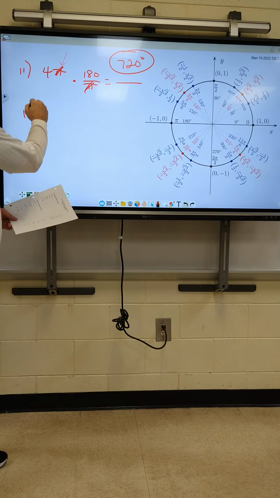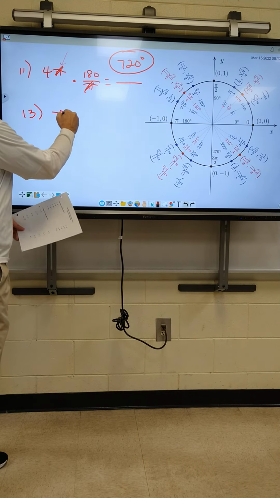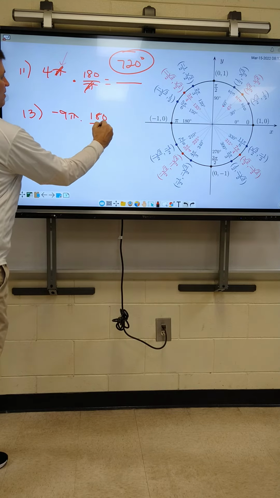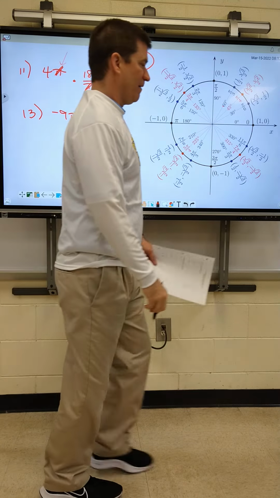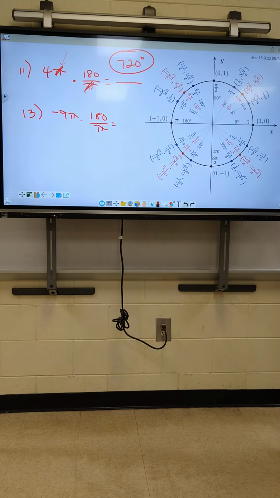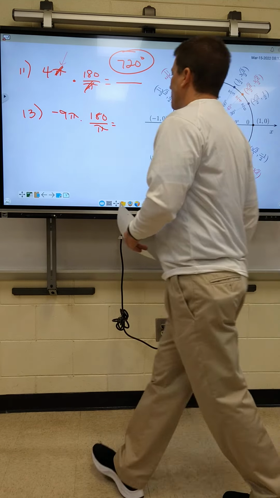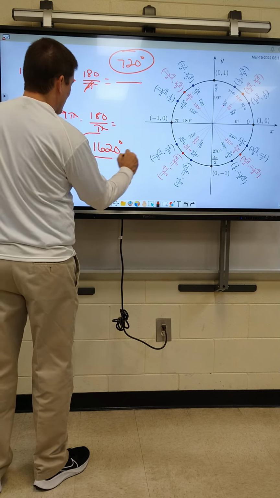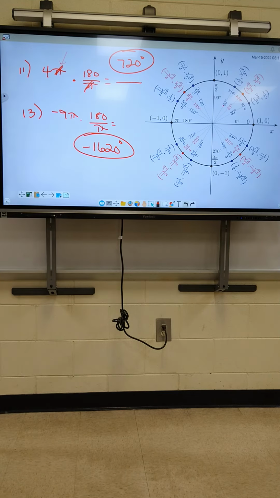All right, let's go to 13. Same thing. You got negative 9 pi. We're going to multiply by 180 over pi. Put it in the calculator. I got a really big number this time. I got negative 1,620 degrees. Is that right? Did I mess up?